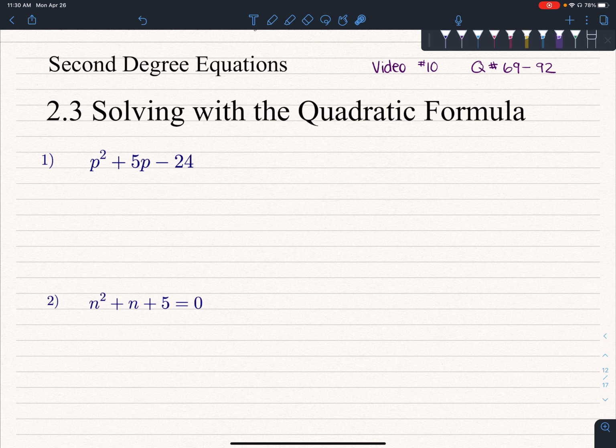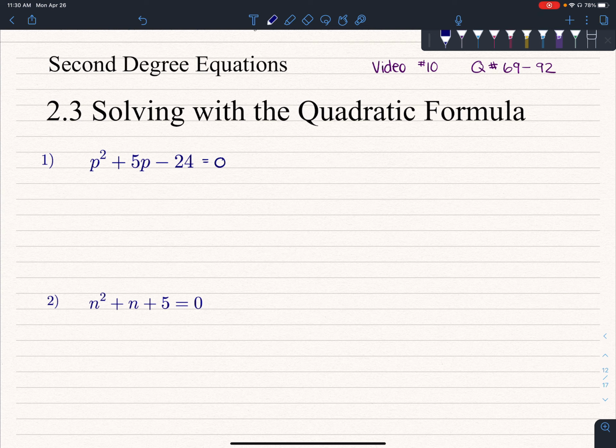Today's video we're looking at solving second degree equations with the quadratic formula. This is probably, I would say, the most foolproof method of solving any second degree equation. Oops, look at this one here. I forgot my equals 0, so I'll just put that in.